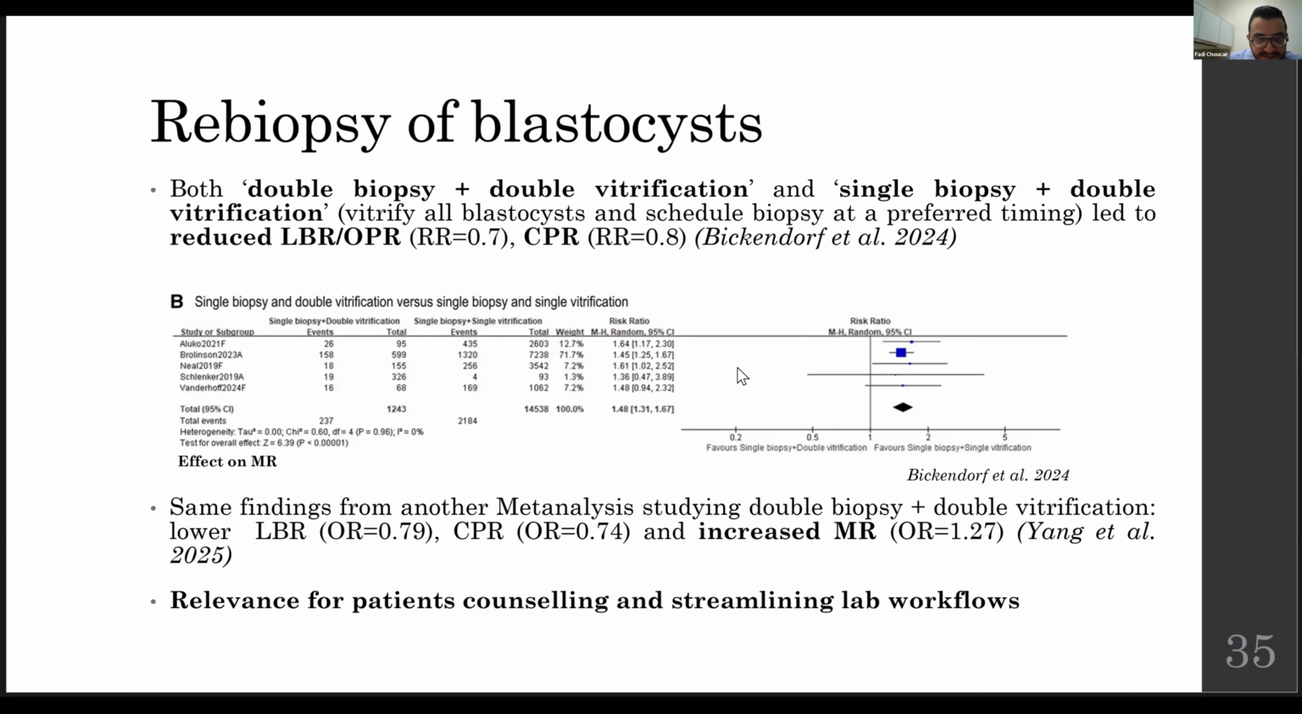Here we see from this meta-analysis that the single biopsy, double vitrification also showed a significant increase in miscarriage rates. Same findings came from another meta-analysis, after several months, in Human Fertility, studying double biopsy, double vitrification, which showed lower live birth rate, lower clinical outcomes, and increased miscarriage rate.